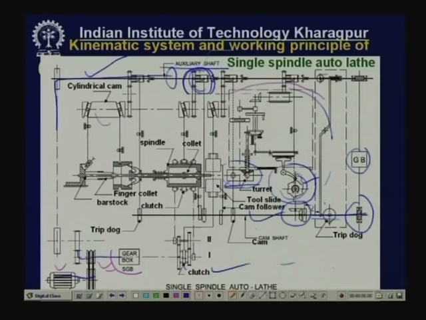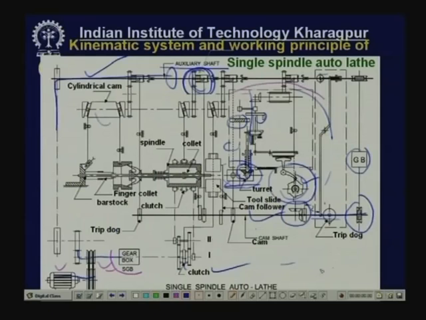So, the configuration of the lobe depends upon the length of travel, rate of travel, and direction of travel of the cutting tools. Now, for indexing purpose, this pin has to be withdrawn. First of all, this shaft has to rotate. When this shaft rotates, this pin will enter into the slot of the Geneva mechanism. So, this will rotate slowly, and before that this locking pin will be withdrawn.